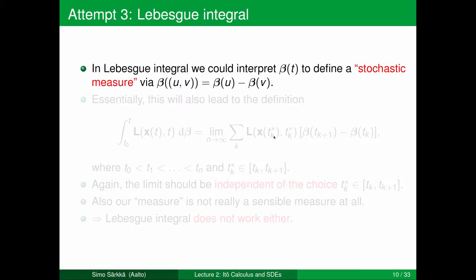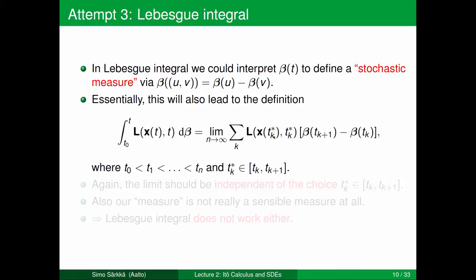As the third attempt, we can now try to define our integral as a Lebesgue integral. In the Lebesgue integral, we can try to interpret β_t to define a stochastic measure by saying that the measure of the interval u to v is equal to β_v minus β_u. Essentially, this will lead to this kind of definition.